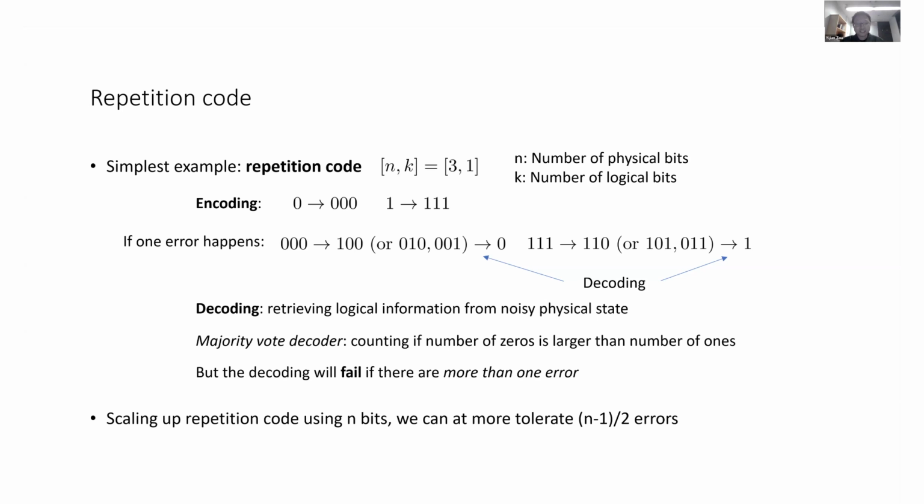But there's a simple generalization of this code. You can try to store 1 bit into n bits. You just make n copies of the original bit. In this case, you can tolerate more errors with this majority vote decoder. As long as less than half of the bits get flipped, you can always decode correctly. So at most, you can tolerate (n-1)/2 errors. Yeah, so that's the repetition code, which is a classical example of error correction.